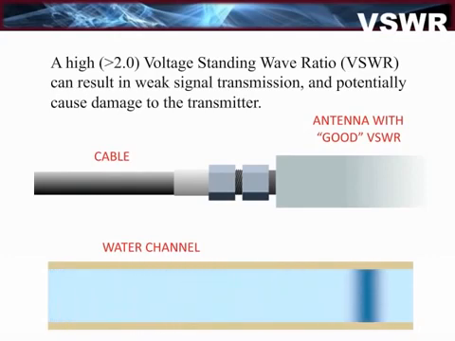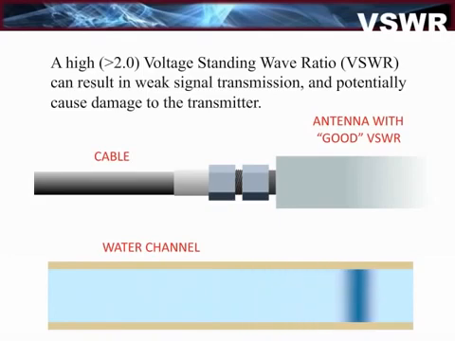In the situation below, we have an RF cable attached to an antenna and a water channel. As can be seen, the water waves flow freely through the channel. If the antenna does not have a high VSWR, the RF waves will also flow freely through the system.